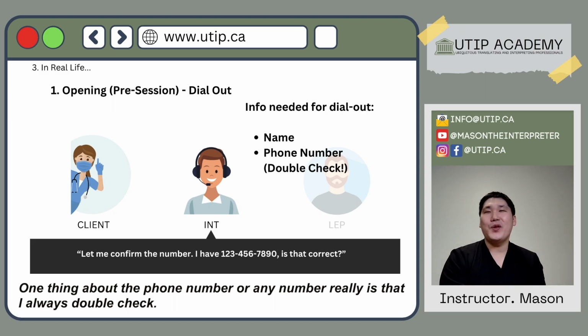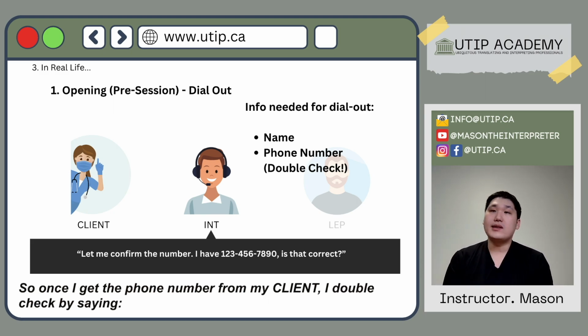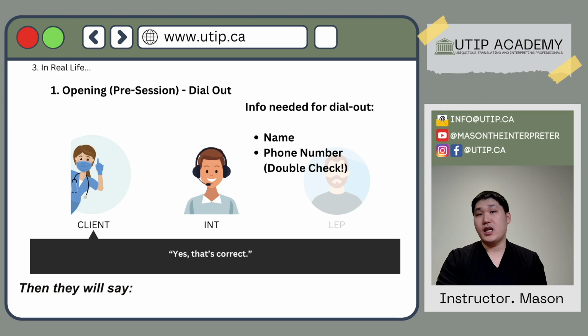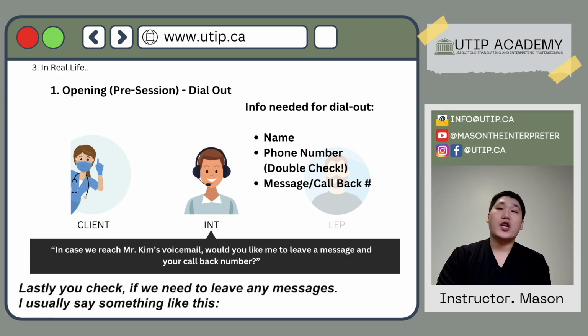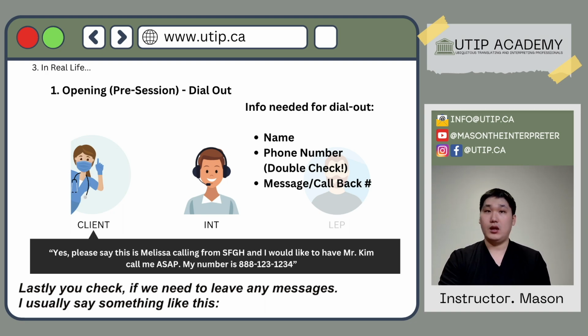One thing about the phone number, or any number really, is that I always double check. So once I get the phone number from my client, I double check by saying, let me confirm, it's 123-456-7890. Correct? Then they will say, yes, it's correct, or no, it's actually blah, blah, blah. Lastly, you check if we need to leave any messages. I usually say something like this. In case we reach Mr. Kim's voicemail, would you like me to leave any messages with your callback number?